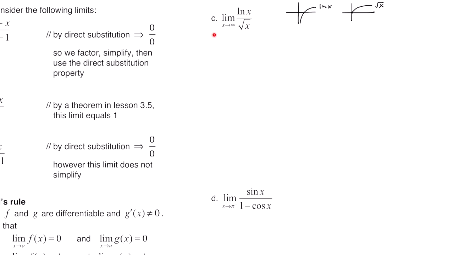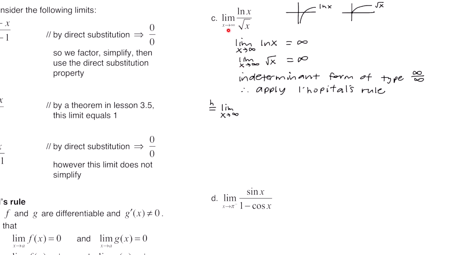For this example, we have the limit as x goes to infinity of ln of x over the square root of x. So I have the graph for ln of x and the graph of square root of x. As x goes to infinity, you can see that this graph is going to keep growing without bound. And then also as x goes to infinity, this graph will do the same. It's going to grow without bound. So we take the limit of the numerator and we get infinity. We take the limit of the denominator, we also get infinity. So this limit is of indeterminate form of type infinity over infinity, so we can apply L'Hopital's rule.